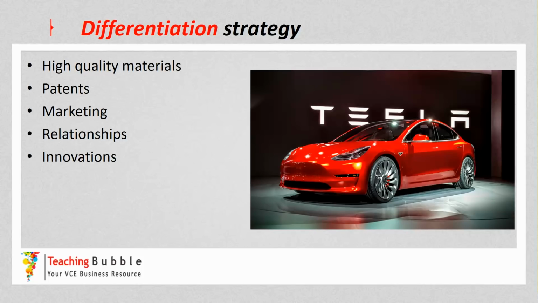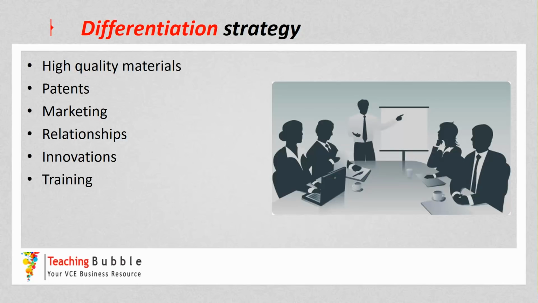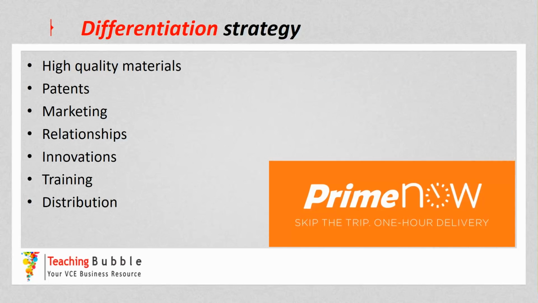Also, any innovations, that's another way that a business can differentiate themselves from competitors. Even having unique or high quality training resulting in high quality employees that can obviously do the job better, whether that be deliver a high level of customer service. And even distribution can differentiate a business. For example, Amazon Prime in some areas in the United States that offer 1 hour delivery. So these are just some examples of how businesses can differentiate themselves in order to gain a competitive advantage.